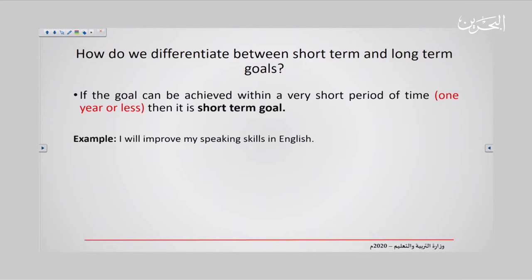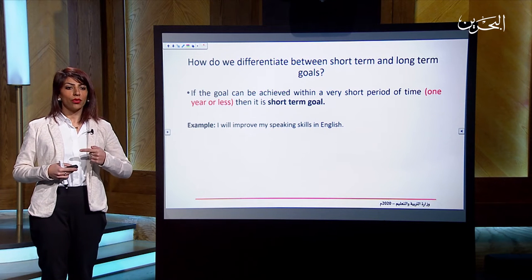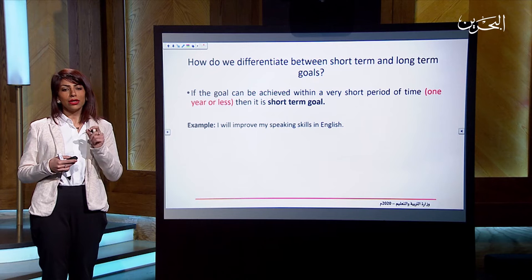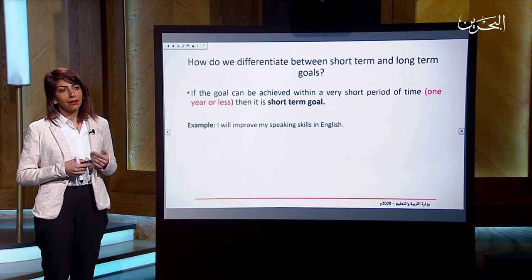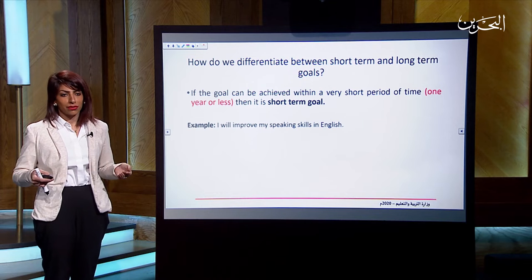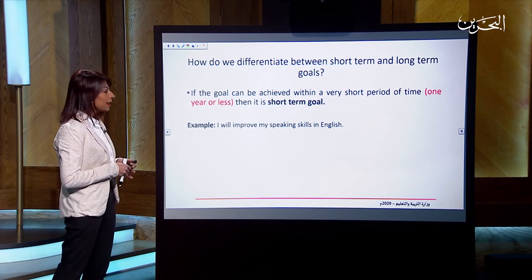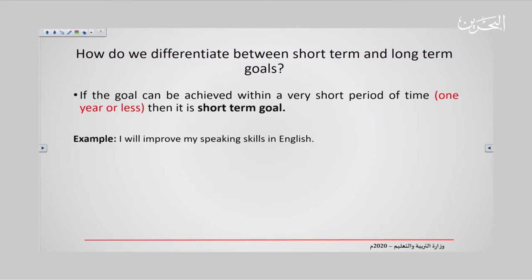As I've said previously, you're studying English, so you are trying to develop or improve a certain skill in order to get higher grades in the subject itself. It's not necessarily English, it could be any other subject. But referring to the example here, we are speaking about the English subject. So, if you want to improve your speaking skills in English, it could take 2 months, it could take 5 months or a year as maximum. So it is a short-term goal.